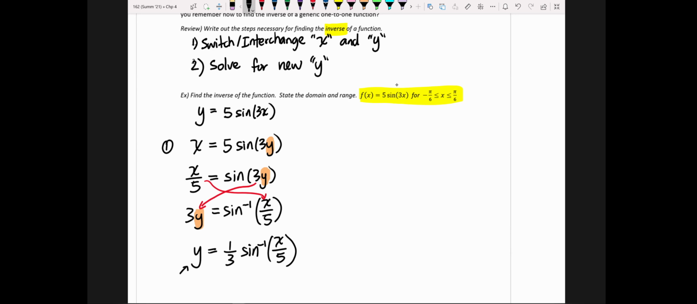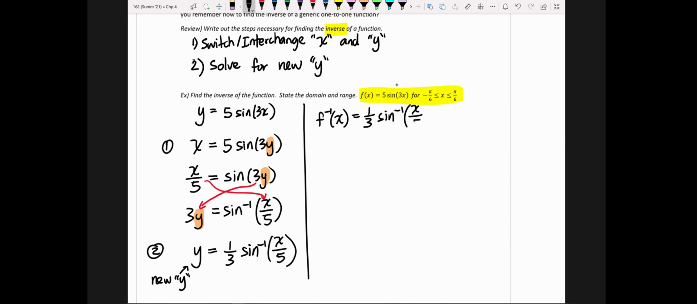So this is our new y. So that means that our inverse function, which we use the notation f of x inverse, or inverse f of x, we insert that -1 symbol there. That's not for the exponent, that's an inverse symbol. So the inverse function is 1/3 inverse sine of x over 5. To find that inverse function, we switched the x and y's and solved for the new y. And now we have our inverse function.